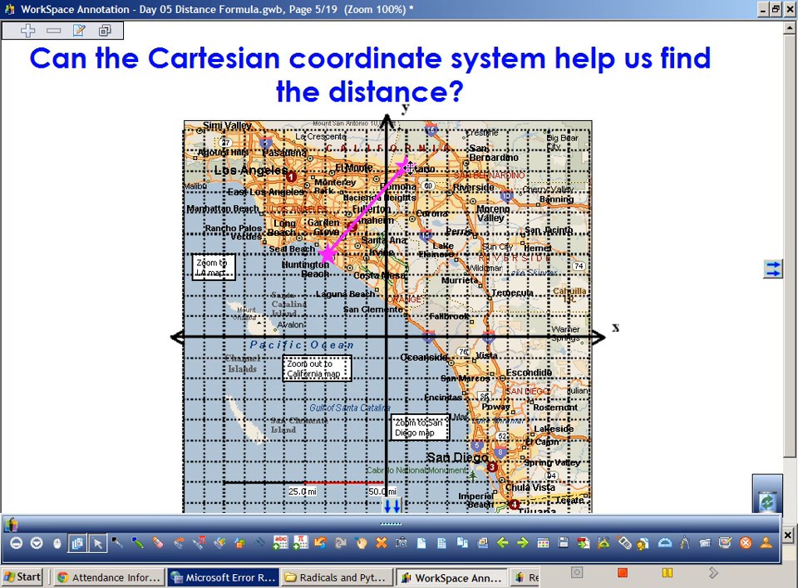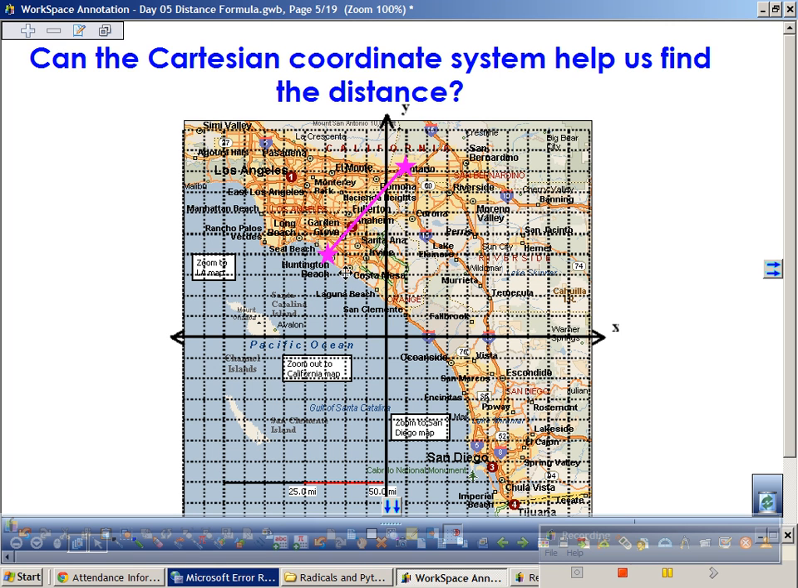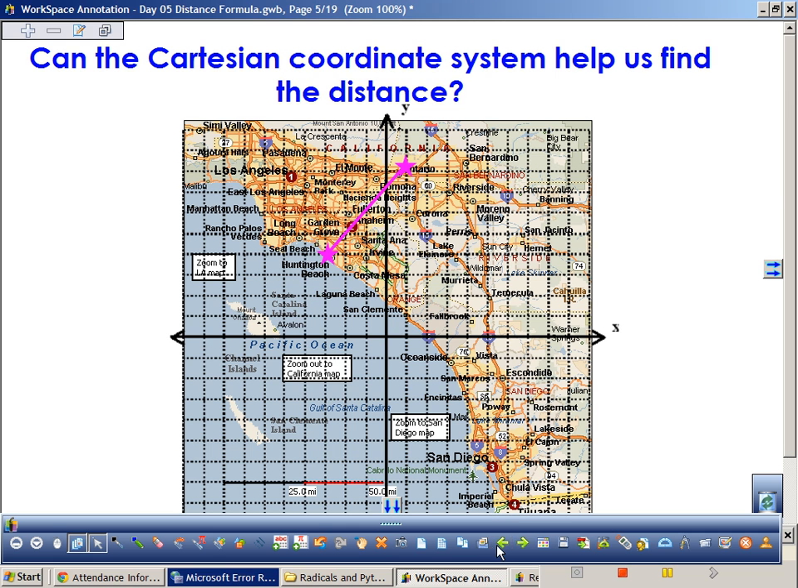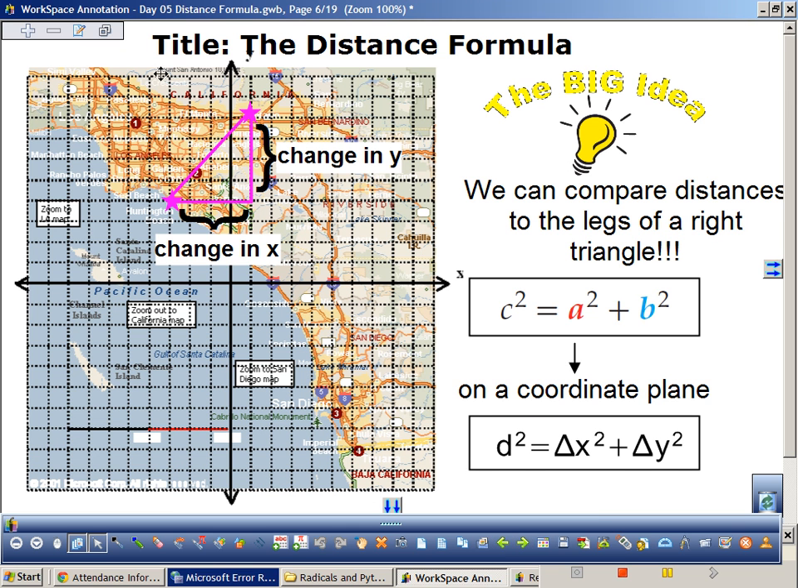Right? If this turned into a right triangle, would it matter if I drove west first and then south, or could I drive south first and then west? It wouldn't matter. You're still going to get there, right? As long as you don't drive east. Correct? All right, so this is the distance formula. We compare distances to the legs of a right triangle.